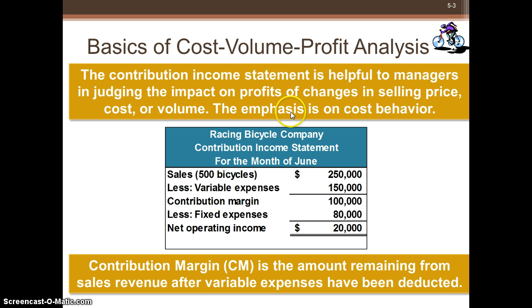So with CVP analysis, the emphasis is on cost behavior. Whether the cost is variable, in other words, in total, the cost changes based on some level of activity, or a fixed cost, where the cost does not change based on any level of activity.